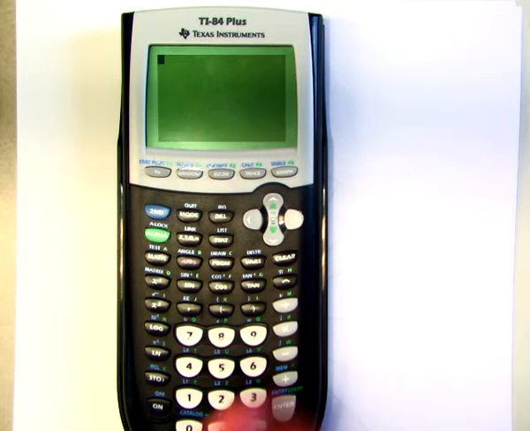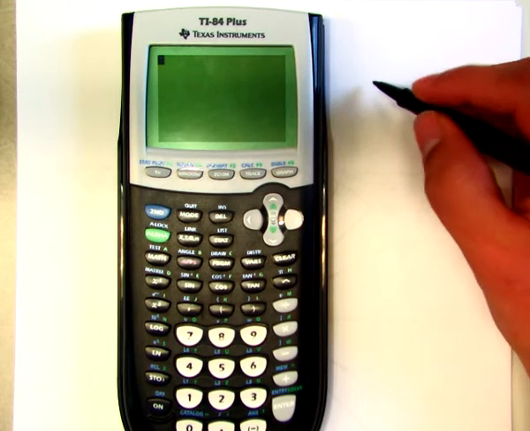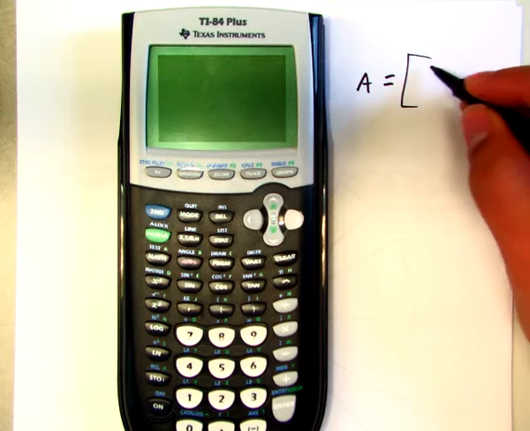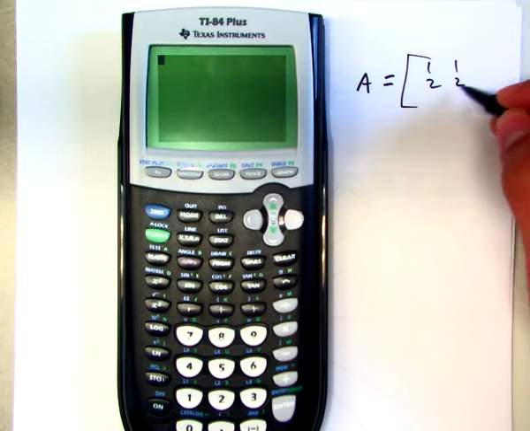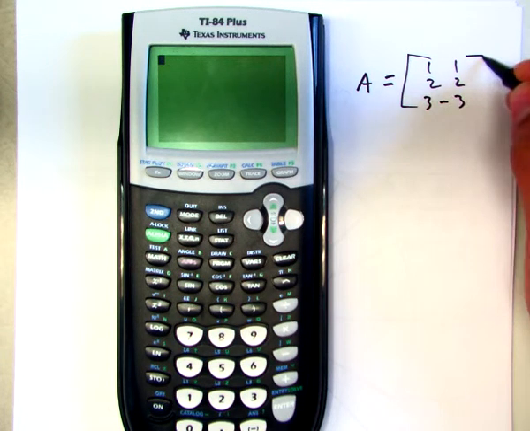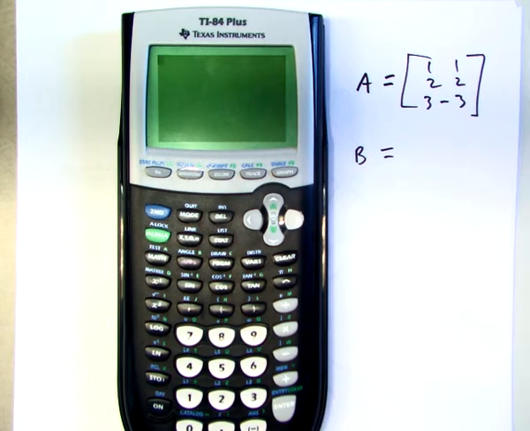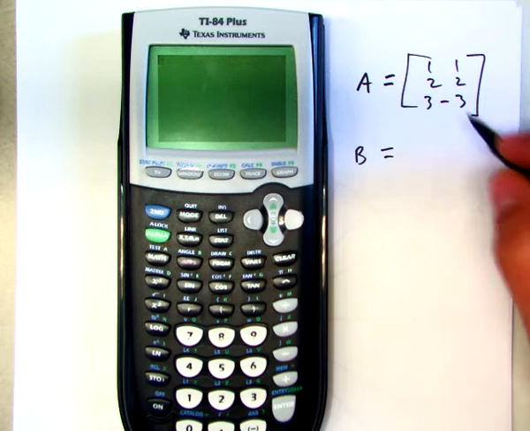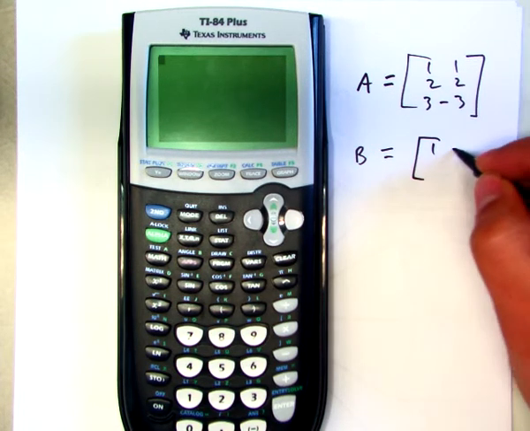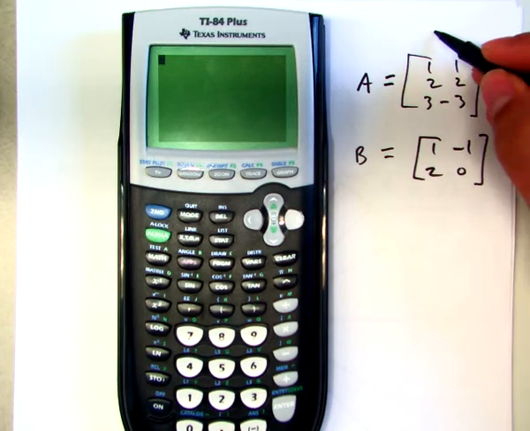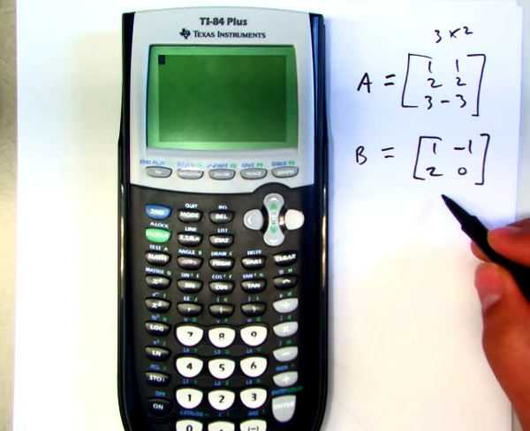Let's say matrix A is a 3 by 2 matrix. So, I don't know, 1, 1, 2, 2, 3, negative 3. And let's say B is a 2 by 2: 1, negative 1, 2, 0. So this is a 3 by 2, and this one was a 2 by 2.